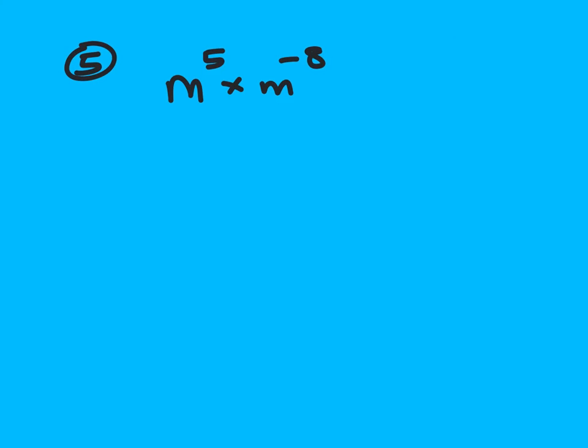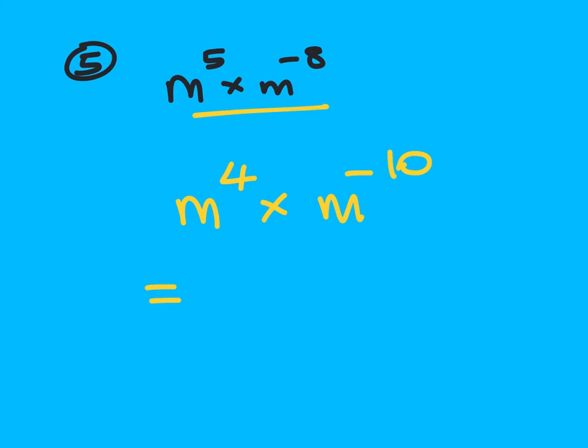Number 5, simplify the expression. Well, I'm not going to do the one in the homework sheet, but I'll do a similar one for you. So if I had m to the power 4 times m to the power negative 10, then we know a nice wee simple rule that says you take the powers and you add them when you multiply. So my answer would be m to the power negative 6.